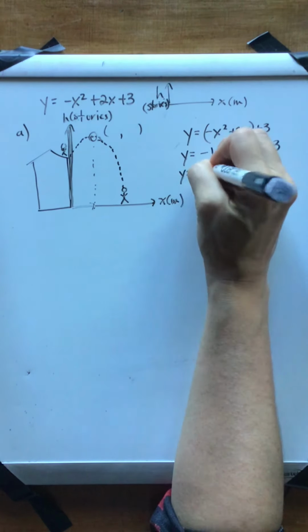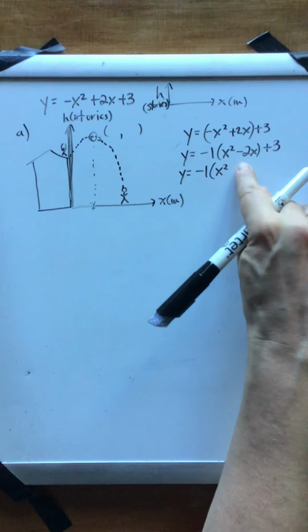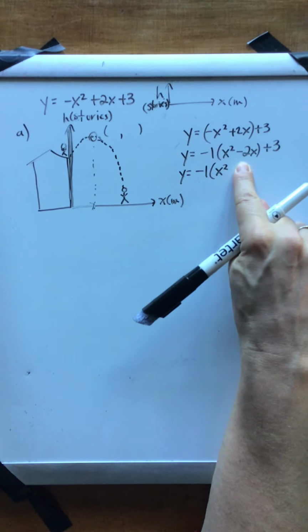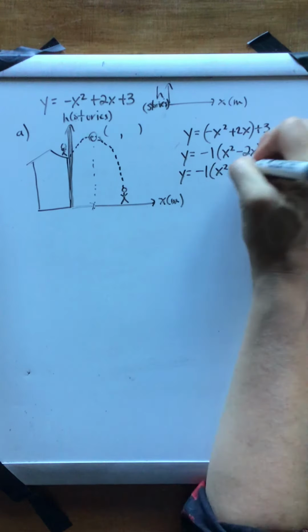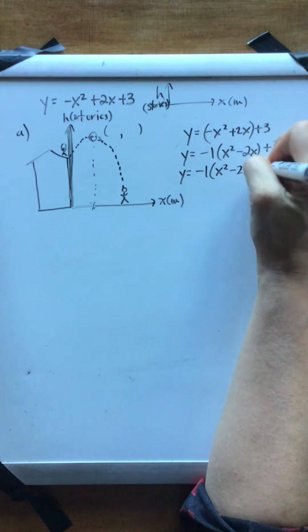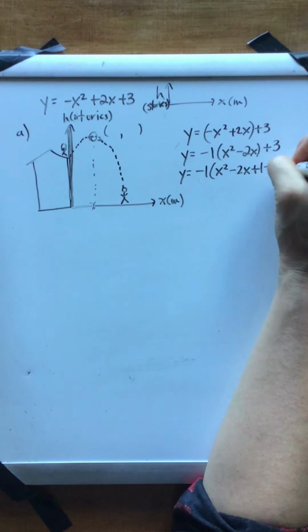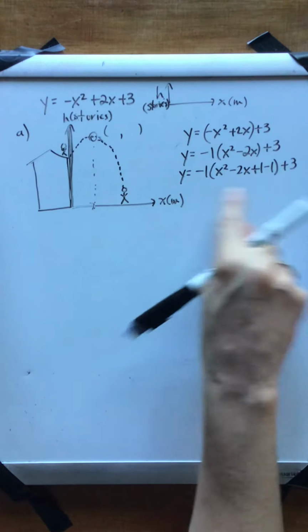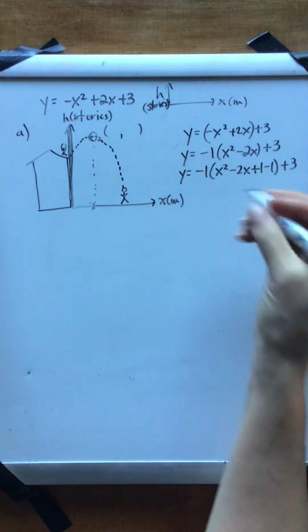Let's generate a perfect square trinomial. We'll be taking half of b, half of -2 would be -1, and squaring it. So we're going to get +1. We have to subtract 1 so that we don't negate the equality that is here.